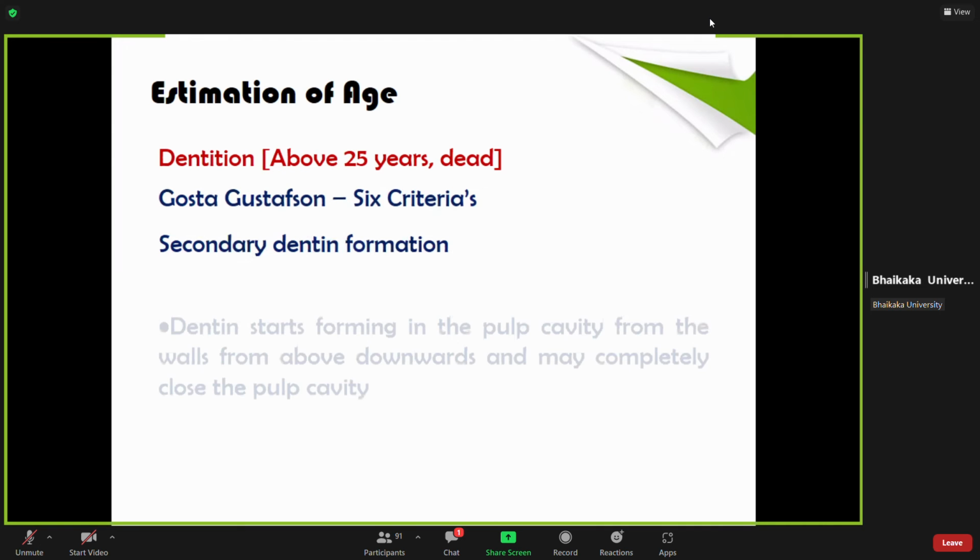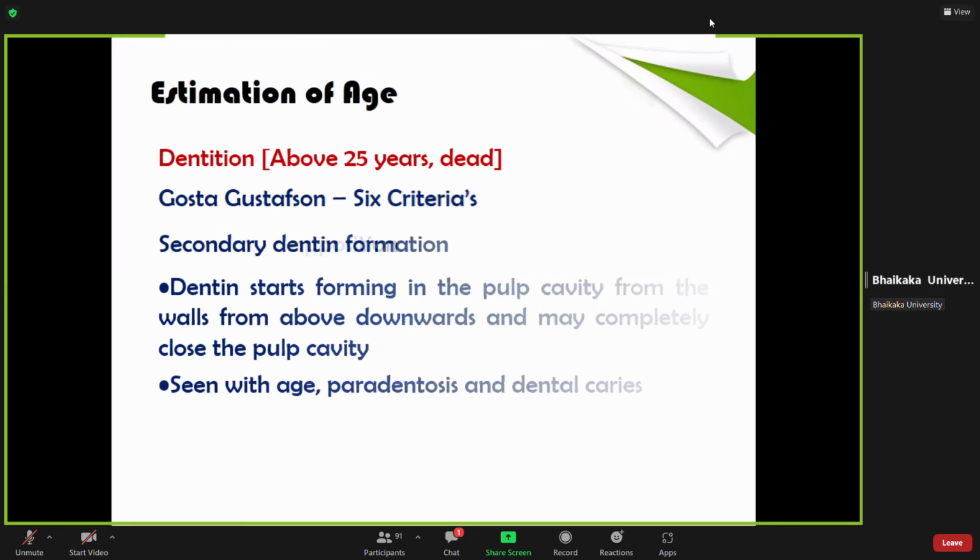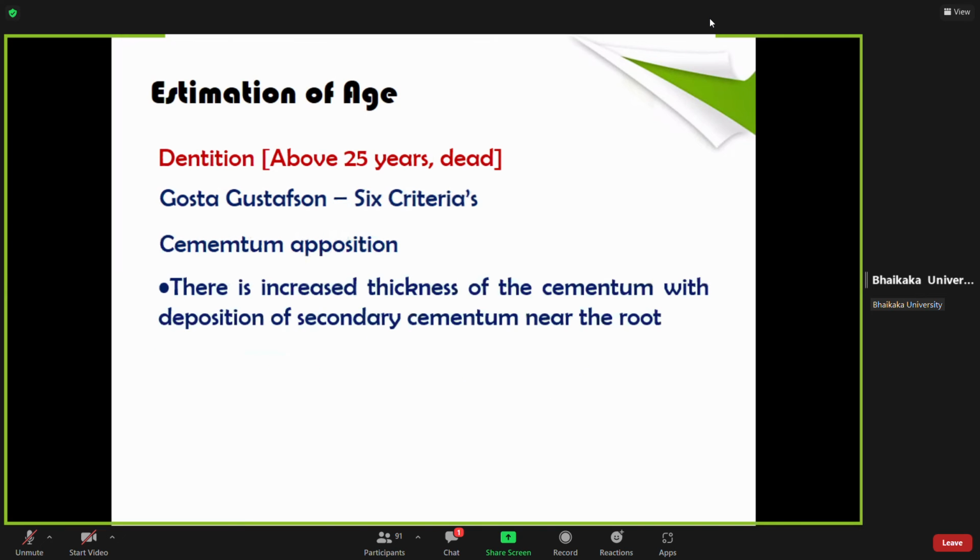Secondary dentin formation. Dentin starts forming in the pulp cavity from the wall, from above downward, and may completely close the pulp cavity. Seen with age, parodontosis and dental caries. Fourth is cementum apposition. There is increased thickness of the cementum with the deposition of secondary cementum near the root. Seen with loosening of teeth.